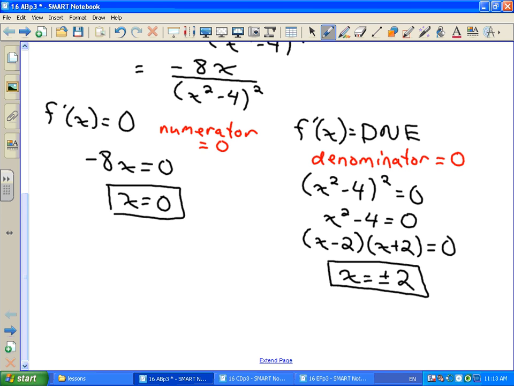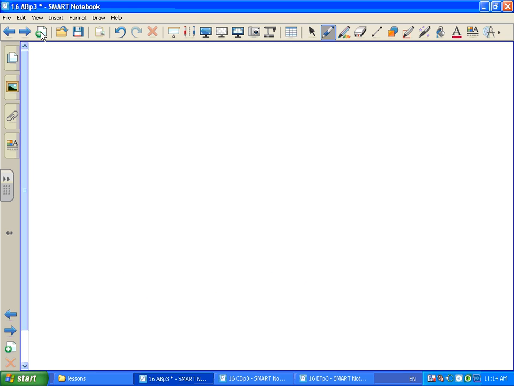What we want to do with these now is find the intervals where our function is increasing and where it is decreasing. To do that, we're going to set up our interval table, just like we did when we were applying the first derivative test. And we're going to use our critical numbers here to define our intervals. And what we're checking is the sign of the first derivative. So let's set up our table here on the next page.